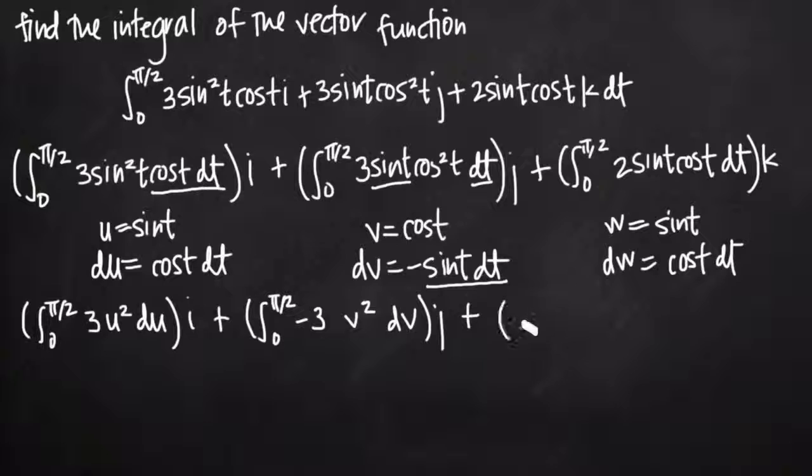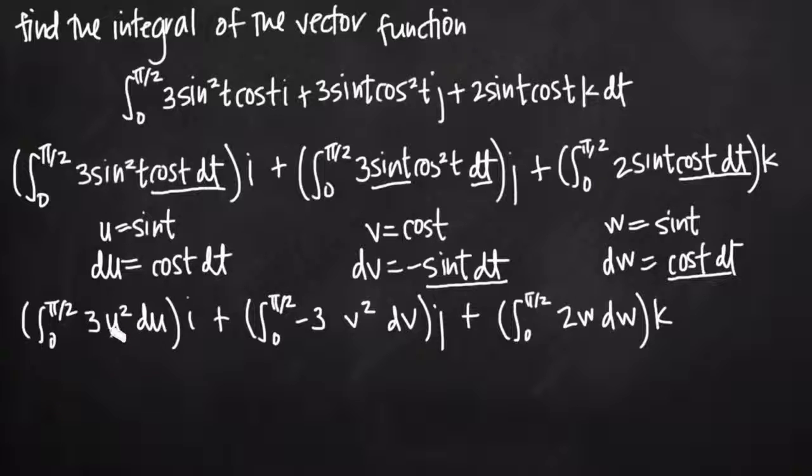Now here for the coefficient in front of k, we'll get the integral from 0 to pi over 2. We said that w was equal to sine of t, so we're going to get 2 times w. And then we said dw was cosine of t dt, which we find here. So we get dw, and then we can close it and multiply by k. Now we want to evaluate our integrals.